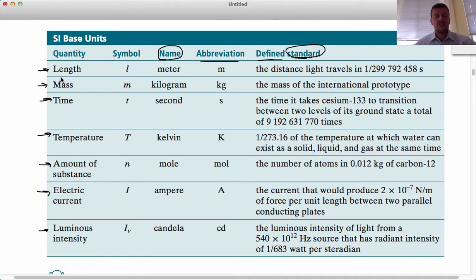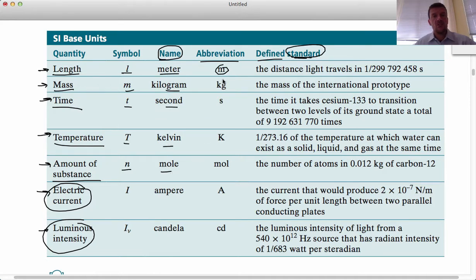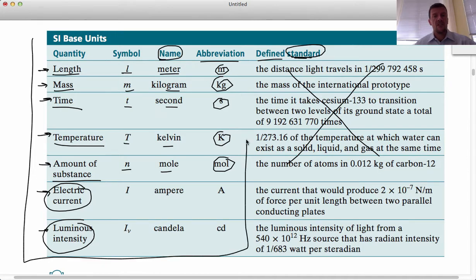What you need to be really concerned with, and what we're going to be using most, is length, mass, time, temperature, and amount of substance. I also want you to be familiar with electric current and luminous intensity, but those are not used as frequently in this course. You need to know the symbol, the name, and the abbreviation for each of those units. You don't need to know how they are defined or standardized. You're going to become very familiar with them as you use them throughout the course.